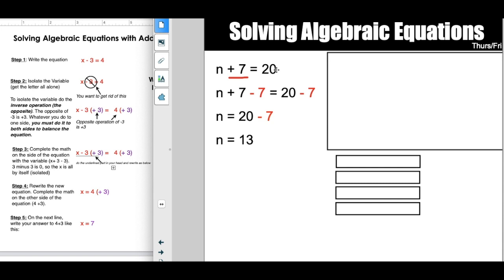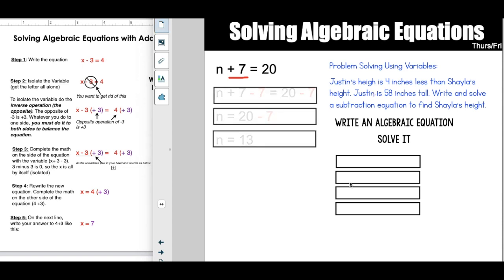All right, let us look at the second part of what you're going to be doing. So we will be doing a basic review of just adding and subtracting algebraic equations, but we are also going to look at word problems and how we can write an algebraic equation to solve them. So Justin's height is 4 inches less than Shayla's height. Justin is 58 inches tall. Write and solve a subtraction equation to find Shayla's height.